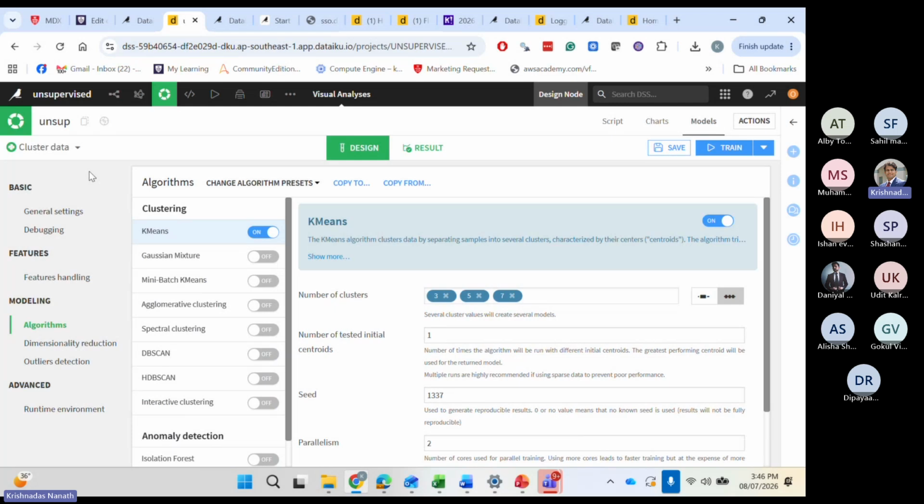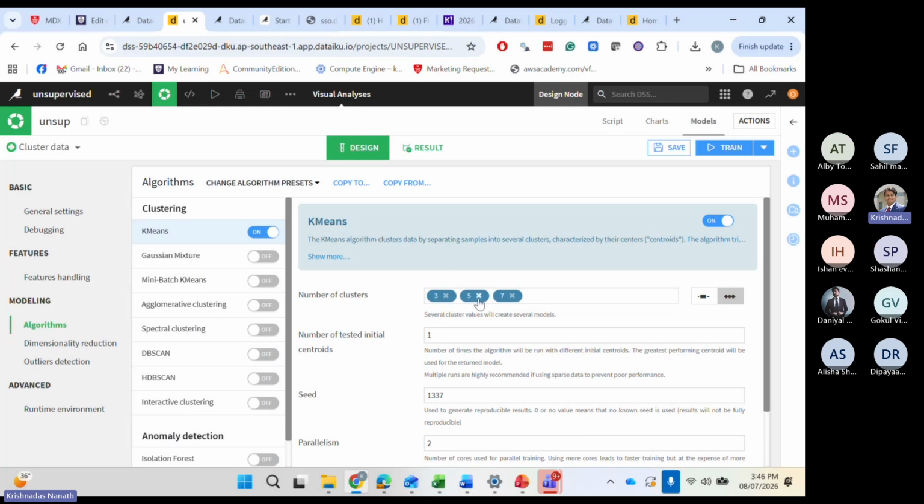Because if it was coding, you would first try with 3 groups, then again try with 5, and then so on. But here we have a definite objective. And what is that objective? How many groups do we want? 3. So we'll switch off the other options. We will say, sorry, don't do 5, don't do 7. 3 is already there. I want only 3 groups.